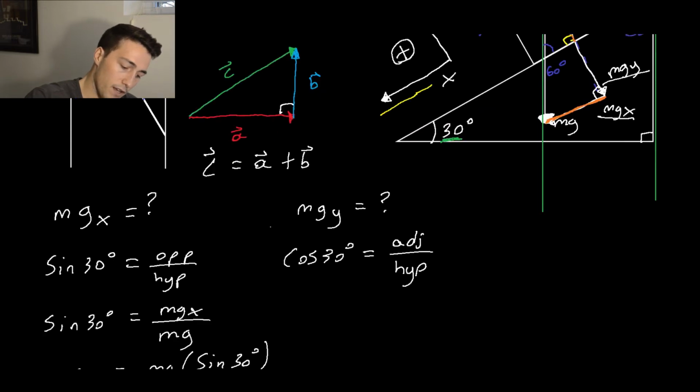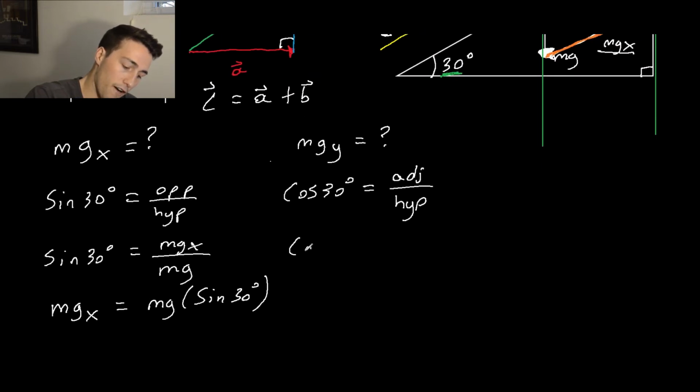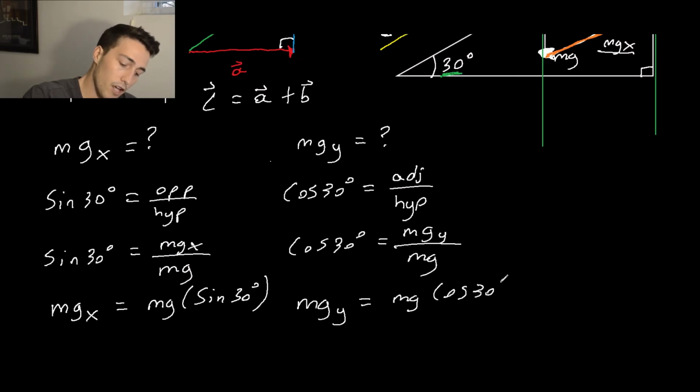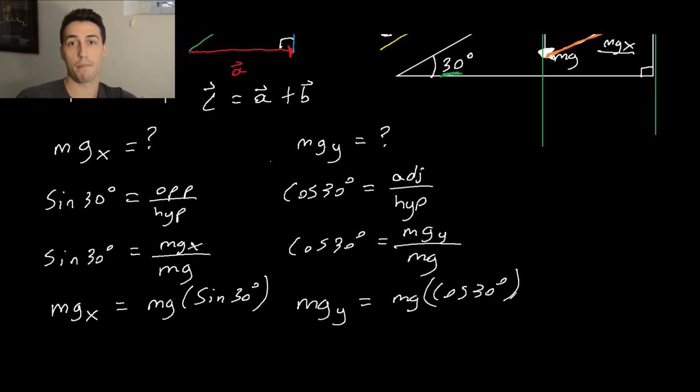And if we plug in our values for our hypotenuse and our adjacent value, this will be mgy divided by mg. And solving, we can find mgy is equal to mg times cos of 30. So this is really important. So now we've broken up the gravity component into an x component and our y component based on our defined axes. Now we can apply Newton's second law.